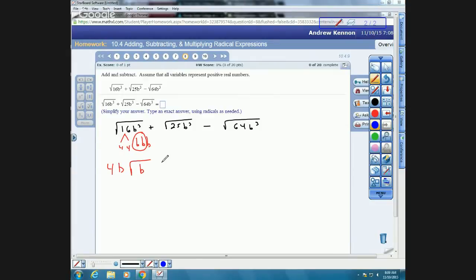On this one, it becomes, well, square root of 25 is 5. I have b cubed again, so it's the same thing. 1b comes out, 1 stays in. And on this one, square root of 64 is 8. Same thing, b cubed, so 1b comes out and 1b stays in.